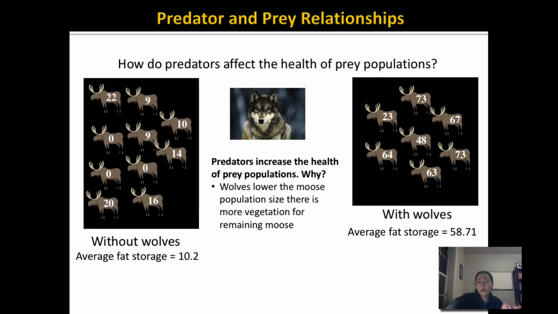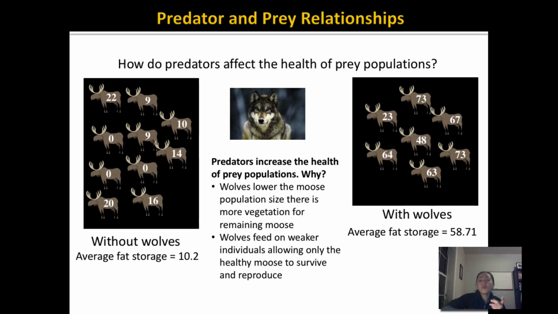Another thing that I wanted to point out here is that wolves feed on the weaker individuals. So they're going to only allow the healthy moose to survive and reproduce, and therefore it's going to make the population as a whole healthier. Predators do not go after the strongest individuals in a population. They'll usually take out the weaker individuals in that population.